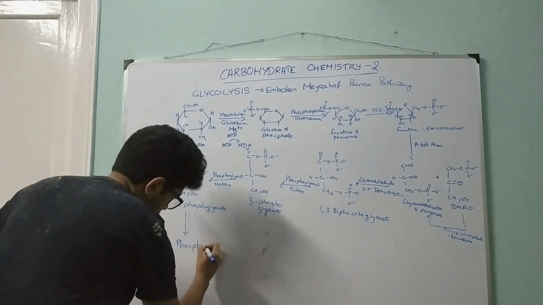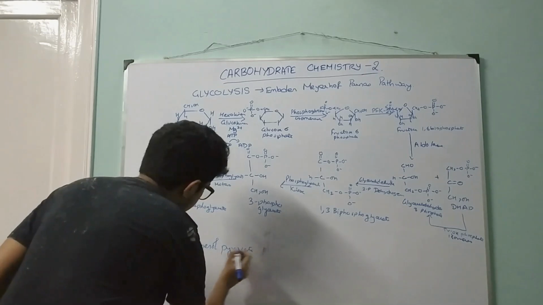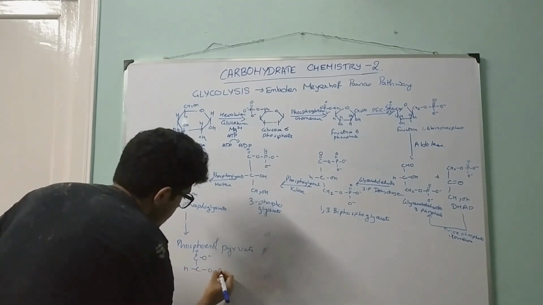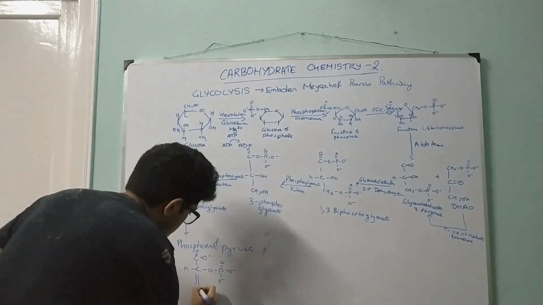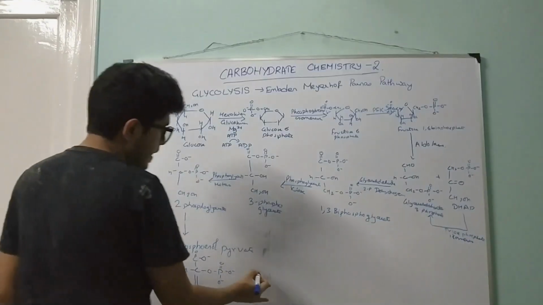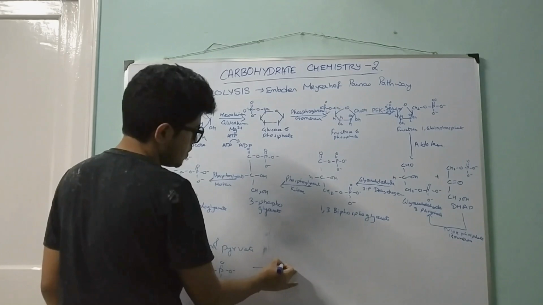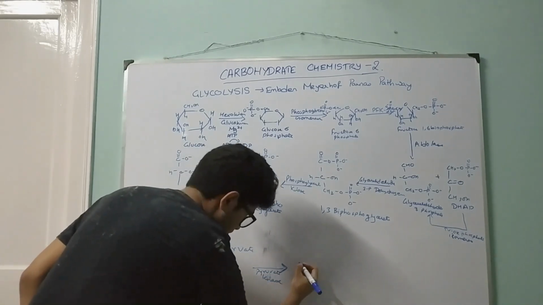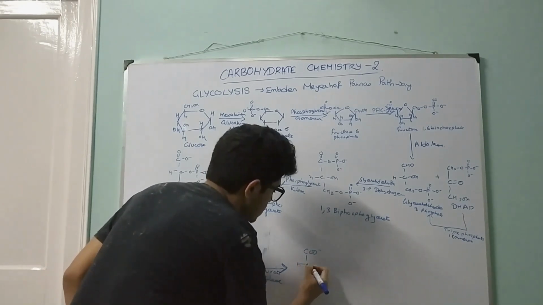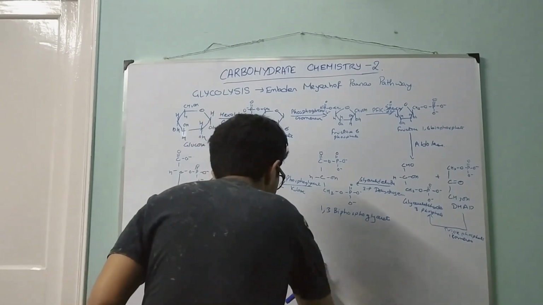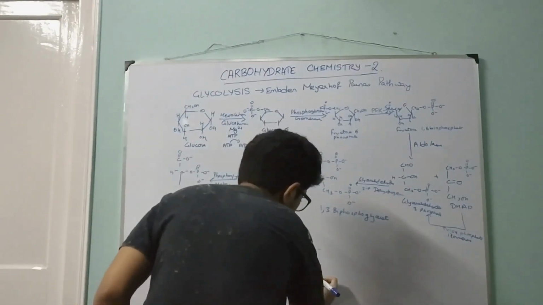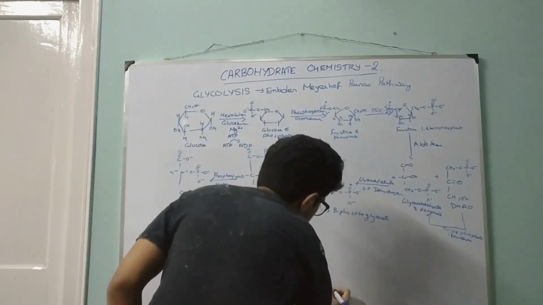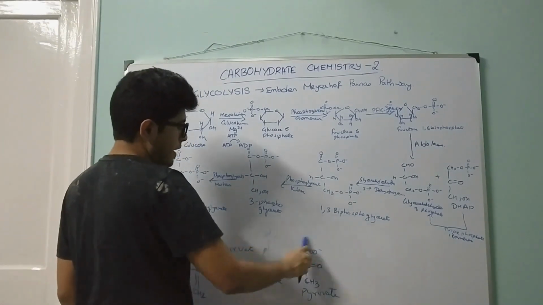phosphoenol pyruvate, which finally is acted upon by pyruvate kinase to form pyruvate. So this is the final product which we receive.